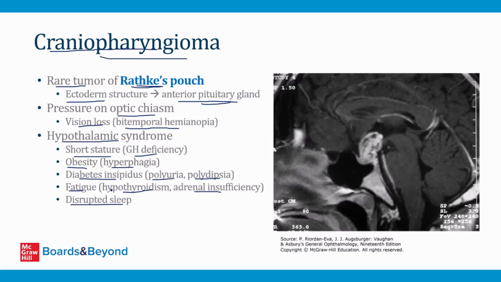Probably the most important thing to know about this tumor is the anatomy. Because it arises from Rathke's pouch, which normally gives rise to the anterior pituitary, it's going to put pressure on the optic chiasm and also on the hypothalamus.